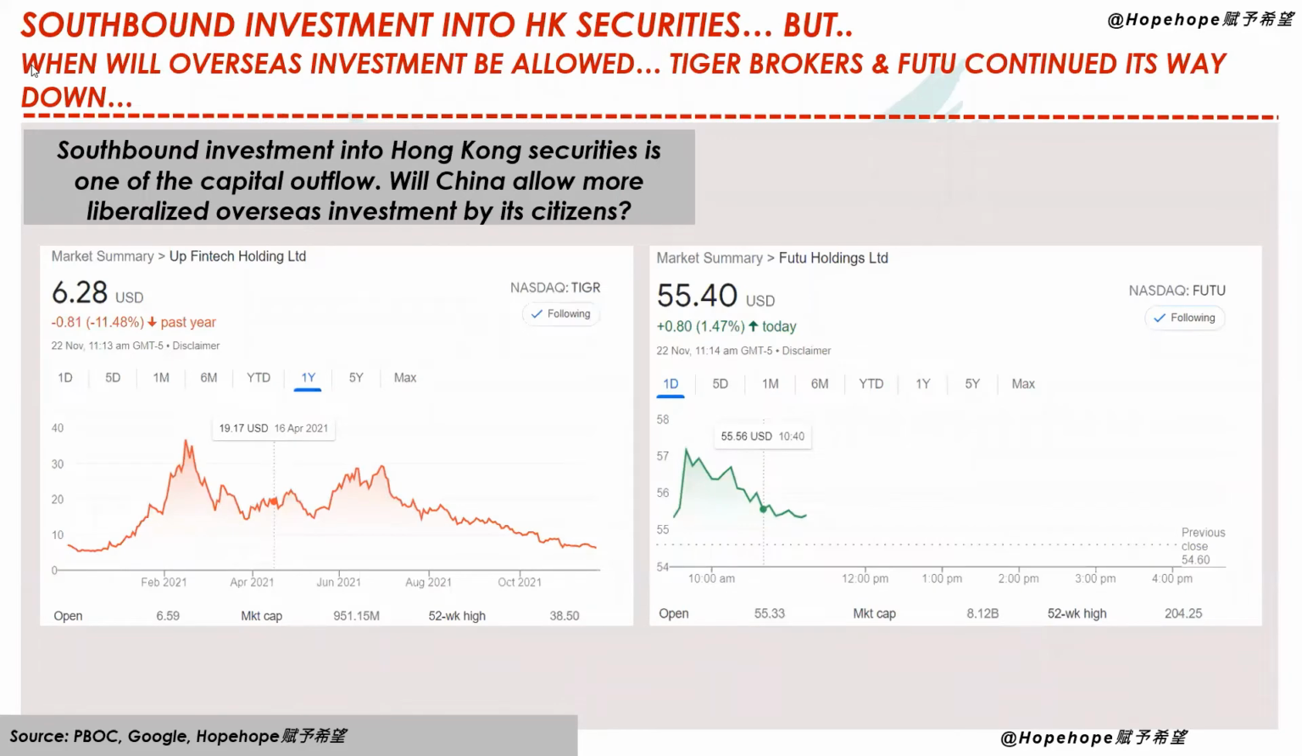A big question that all of us as investors in Chinese equities have to think through is southbound investment into Hong Kong securities has been happening, but when will overseas investment be allowed for the normal citizens of PRC? Tiger Brokers and Futu continue their way down these few days.